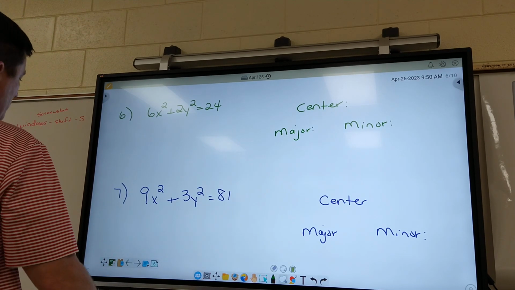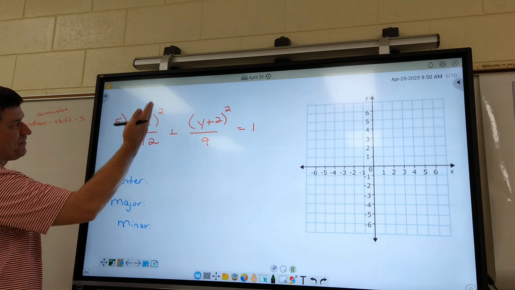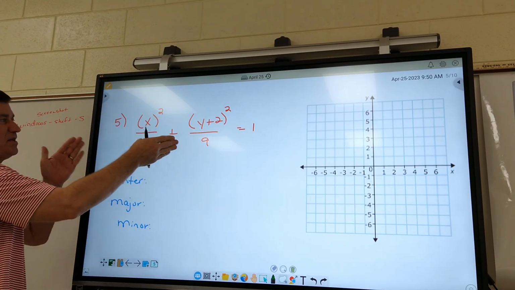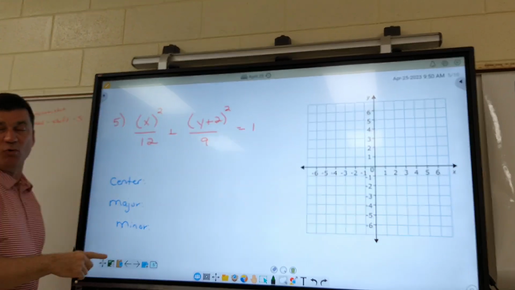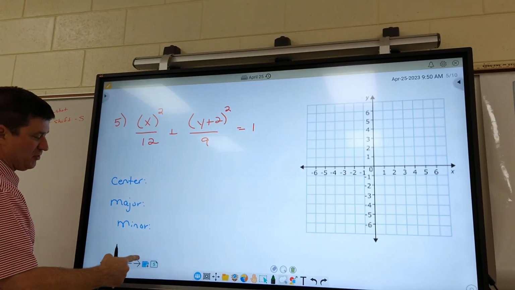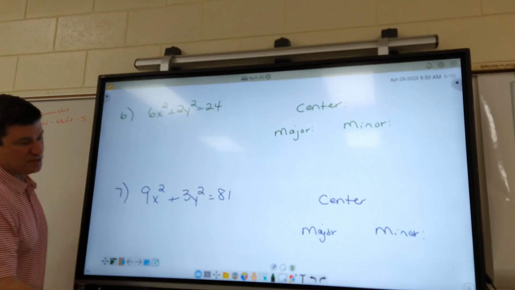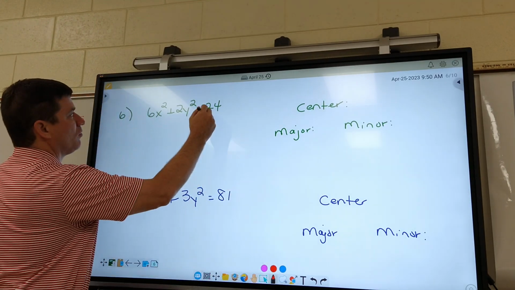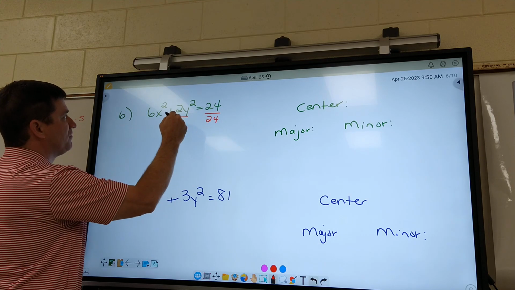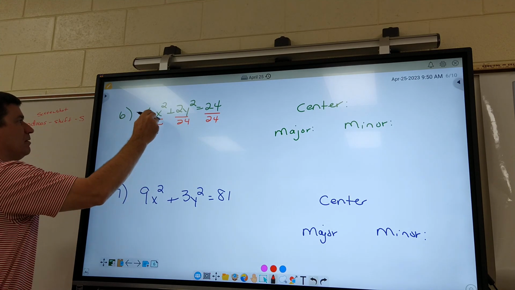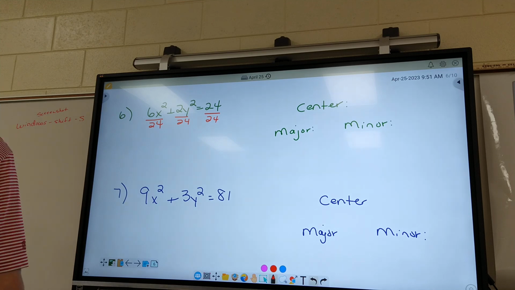All right, so if you look back at number 5, for example, our equation, guys, for an ellipse, everything has to equal 1, remember? If it doesn't equal 1, we got to fix that. So on this problem, we're going to divide everything by 24 all the way down. Write that. Whatever's on the right side of the equal sign is what you divide by.